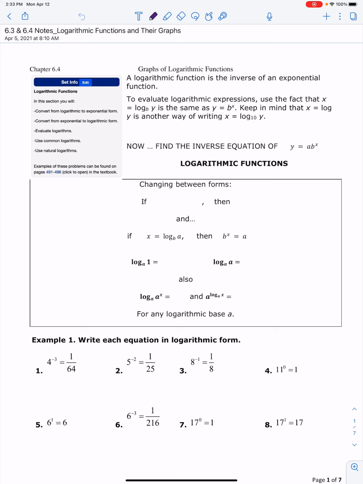Okay, so we've got to keep in mind here, and I apologize for the spacing, that when we write x equals log base b of y, that's the same as y equals b to the x. The logarithmic function, for a given base and argument, will return the exponent.